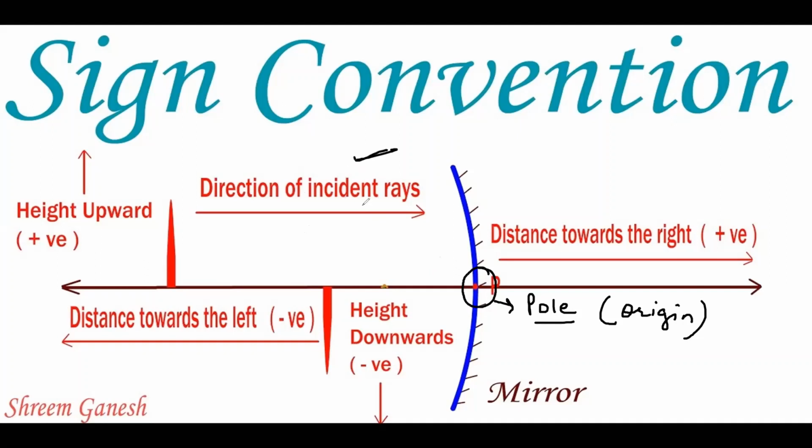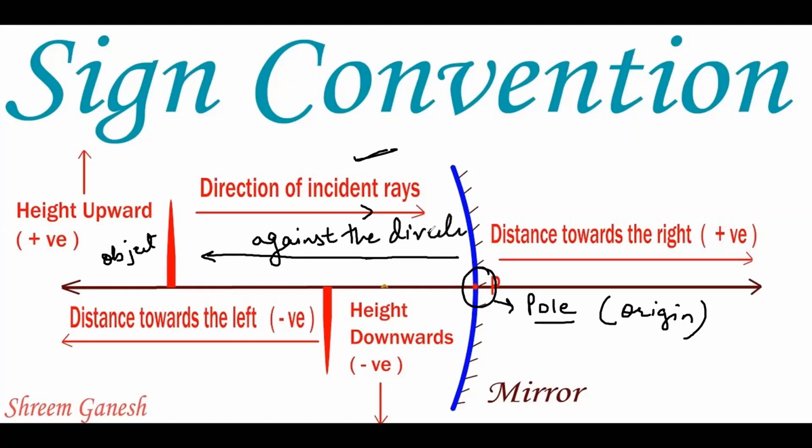Your direction of incident ray is like this. Now suppose this is your object and you have to measure its distance from pole. For measuring this distance, you have to come like this from pole, against the direction of incident ray. So all the distances which you are measuring against the direction of incident ray will always be negative.